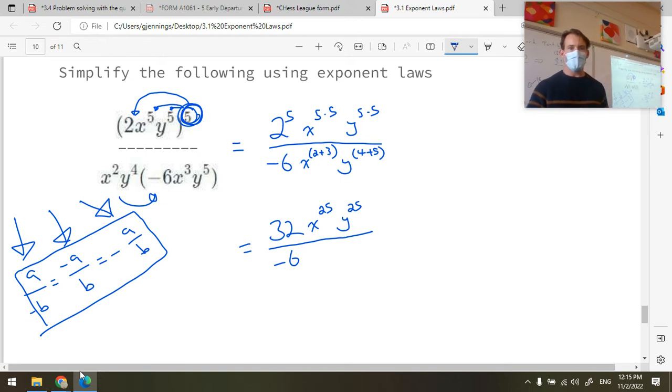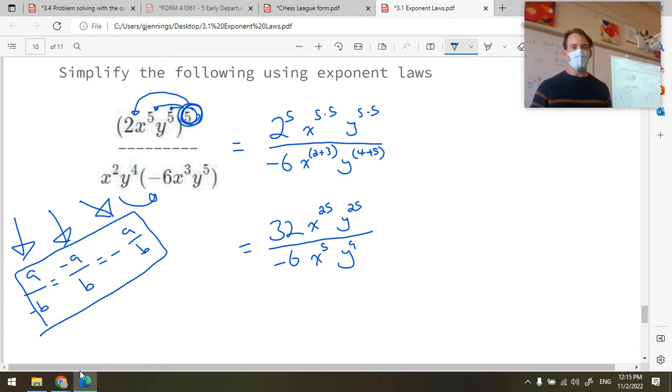Okay. And then we have x to the 2 plus 3. That's x to the 5. 2 plus 3 is 5. And y to the 4 plus 5 is y to the 9. All right. So that's how I got to my first step. I just used the product of power laws and then the power of a power laws there.